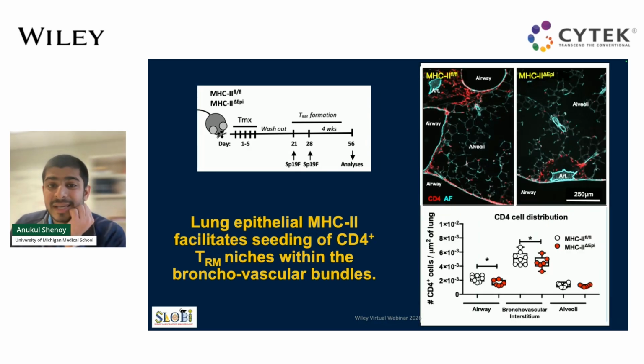And to our surprise, one of the really interesting things we found was most of the CD4 T cells like to be around the bronchovascular bundle and along the airways in the lung. They don't like to be around the alveolus. And furthermore, if you delete the epithelial ability to present antigen to the T cell, the numbers of these T cells around the airways and the bronchovascular interstitium actually fall down, which suggests that the epithelial antigen presentation plays a very important role in telling the T cells where to go in the lung, right?